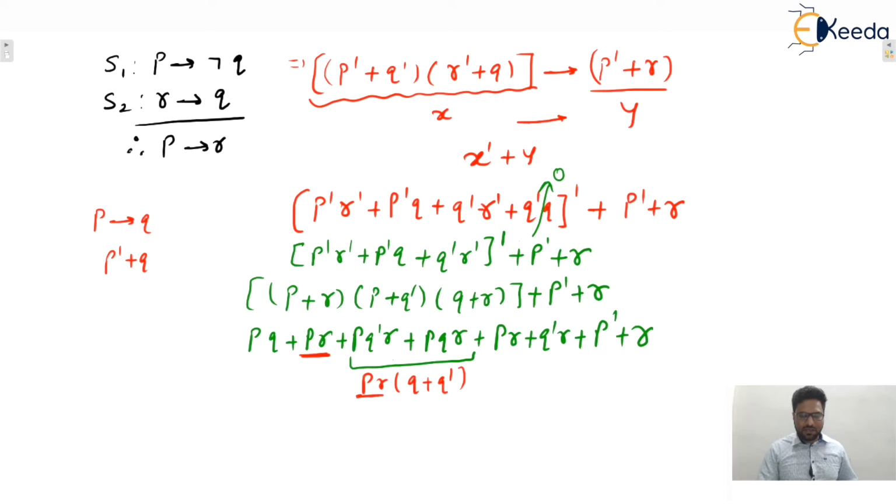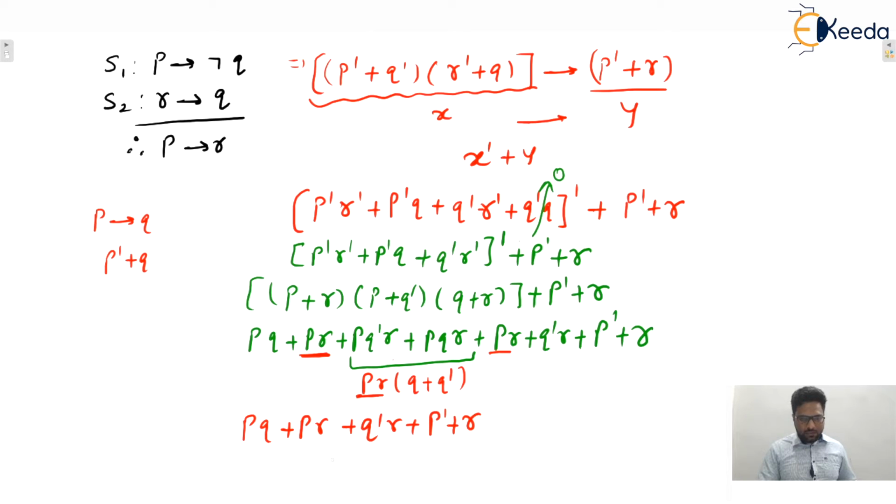So PR plus PR is PR only, because in logic, A plus A is A only. So we can write it like that or not? PR one time plus again PR, so we can write PR one time only. Yes or no? Next one we can say Q dash R, then P dash plus R. Isn't it? Yes or no?